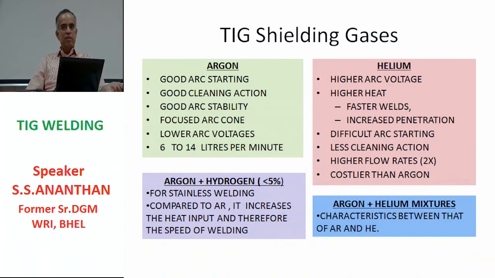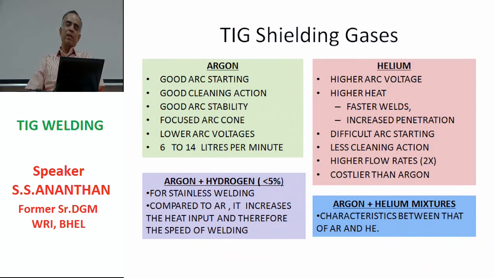Because of density again, you require a higher flow rate to remove the total air which is available, and it is much costlier compared to argon. It could be as high as 5 to 6 times costlier compared to pure argon. To get a benefit of these two gases, some people have used argon plus helium mixtures also, and these mixtures are very widely used in the United States.